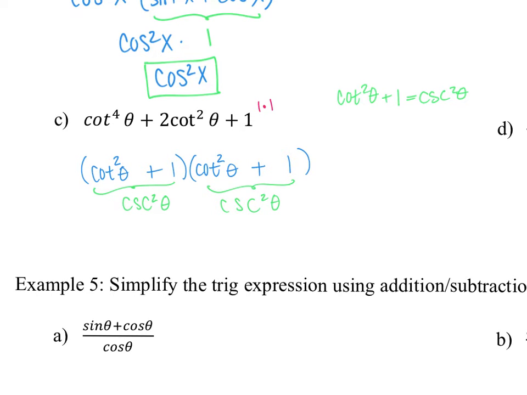theta. And so if I'm multiplying these two, all I do is add the exponents. So this is cosecant to the 4th power. And that is my simplified form. And I can't really simplify it any further, so I'll leave my answer here.